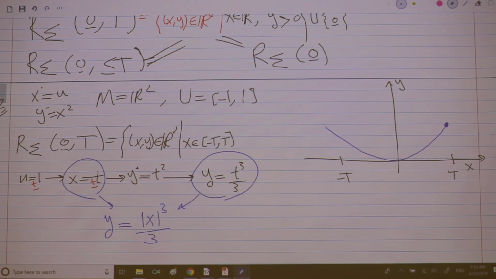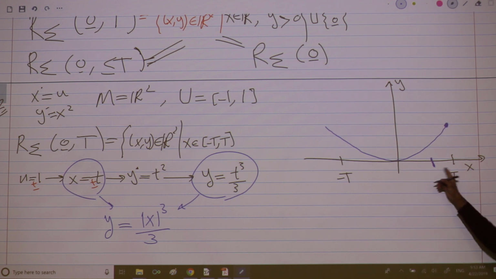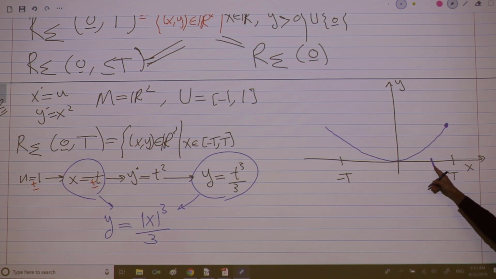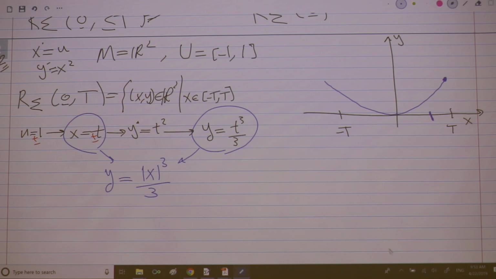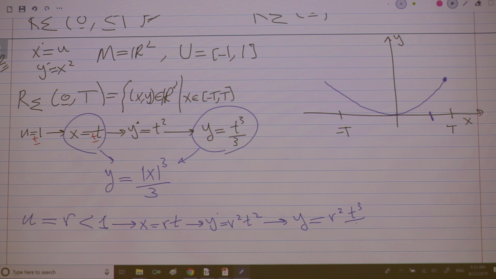Let's check that. Let's ask the following question. If you give me some final value for x here that is less than t, because if it's equal to t, no more freedom, can I get y that is below that curve? Let's study this in just one line. That's easy. It means that your u is not full throttle, it's just some r that is less than 1, right? So integrating x dot equals u, x is rt, so y dot is r squared t squared, which means that y is r squared t cubed over 3. So y as a function of x is 1 over r times x cubed over 3.